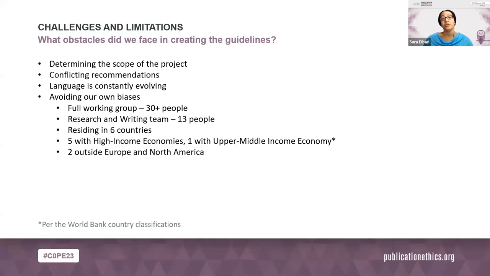As I said, the full working group included more than 30 people. I chaired the research and writing teams, which consisted of 13 people total, and we were the most diverse team within the working group. So within my teams and the full working group, we resided in 6 countries. 5 of those were high-income economies and 1 an upper-middle-income economy, according to the World Bank classifications. But both in my team and within the full working group, there were only 2 people who reside outside of Europe and North America. So as I said, we tried to be as inclusive as possible, but it's also hard to know what you don't know, even with research.